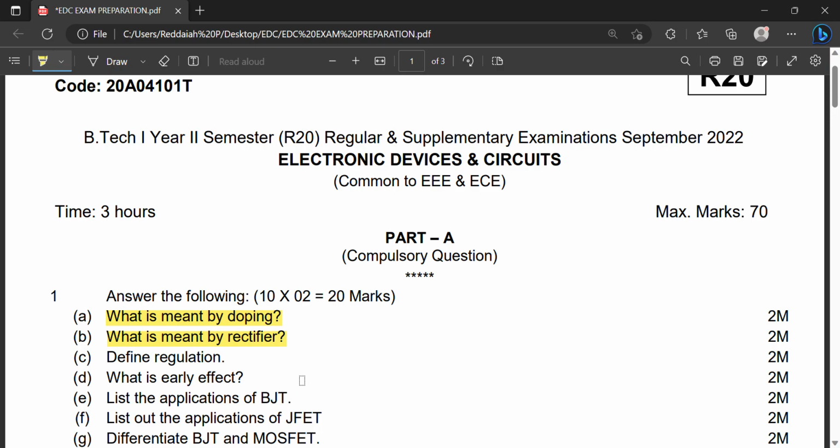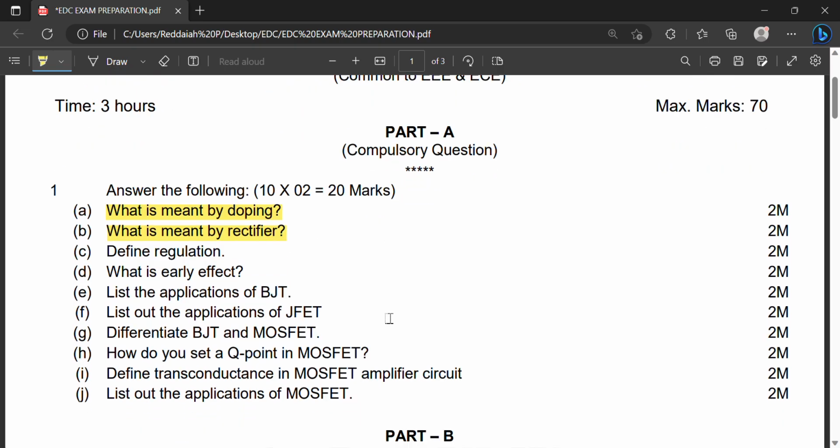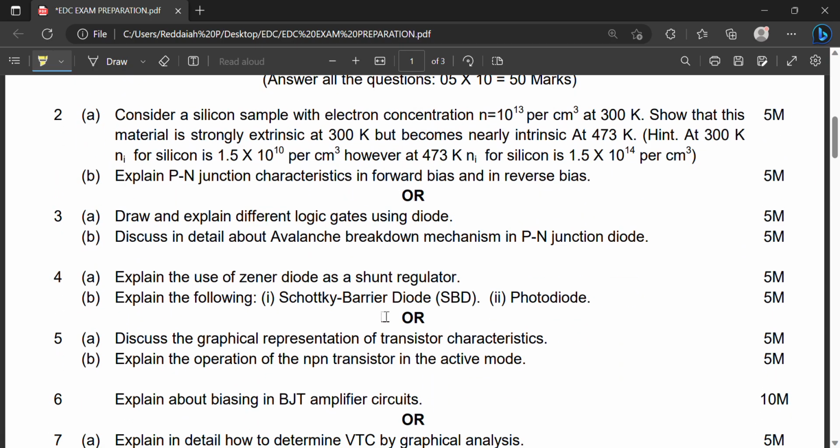Very simple questions they ask in the regular examination, while in a supplementary examination, very difficult questions will be asked. That's why you have to prepare regularly for the regular examinations. Somewhat tough question papers will be there in every subject. Let us see the answers for these 2 questions. Similarly, every day we will post 2 or 3 questions. These are the 2 marks questions. Next we go for essay questions, 10 marks questions.